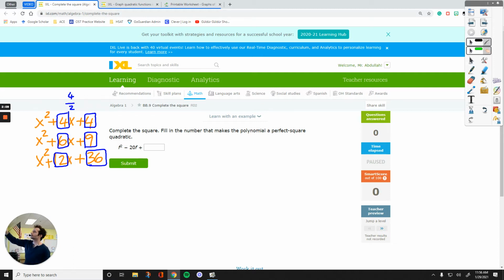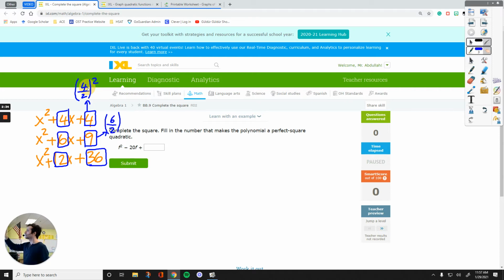So divide the middle number by 2. To get the last number, what we do is take the middle number and divide it by 2, then square. To get 36, we do 12 over 2. That's 6. And then if we square that number, it equals 36. That's the pattern. Okay? So now let's do another one.